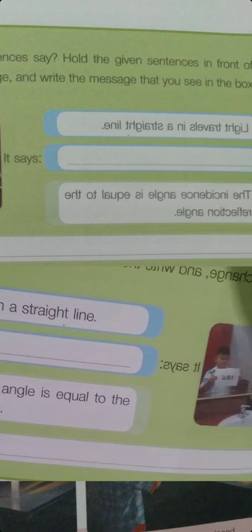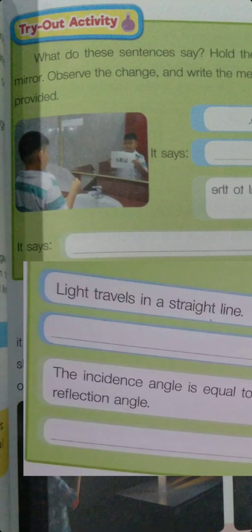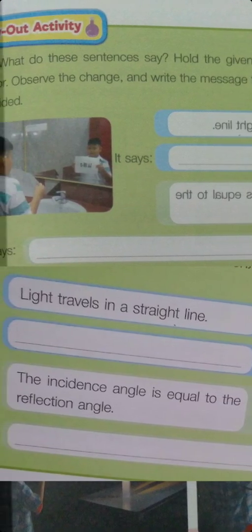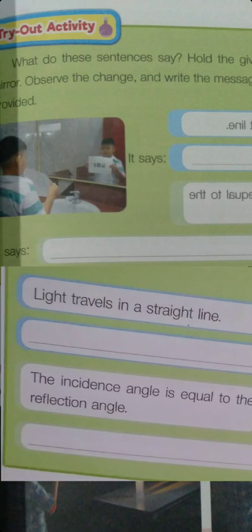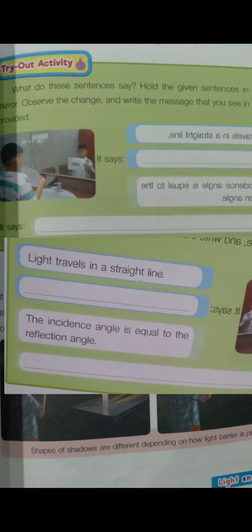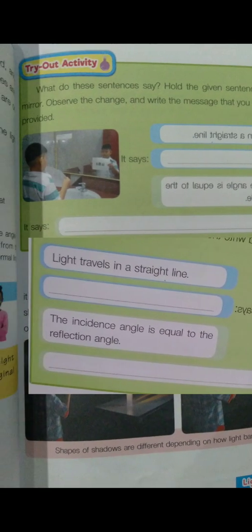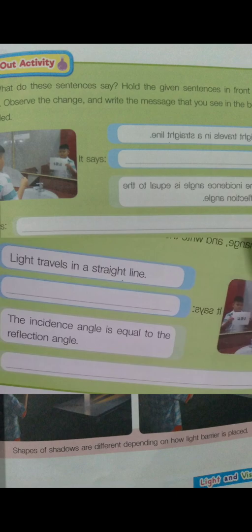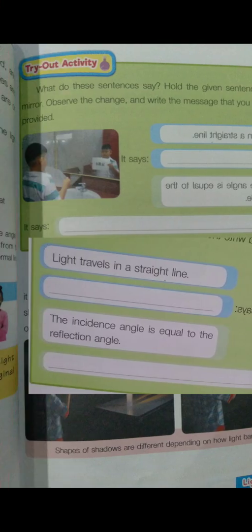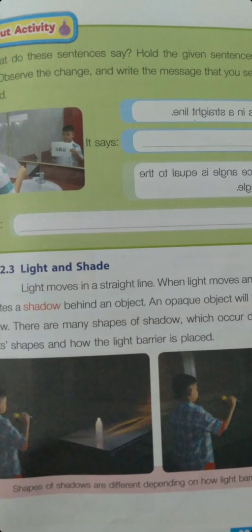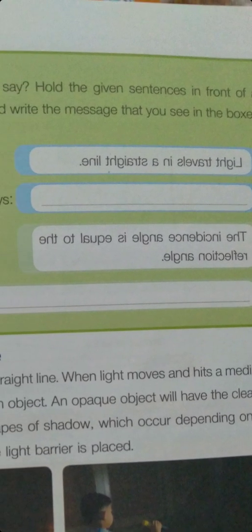Hold the given sentences in front of a mirror, observe the change and write the message that you see in the boxes provided. I took a picture already using my front camera. So you have to write this: light travels in a straight line. When you look at your book in the mirror, it looks like this.